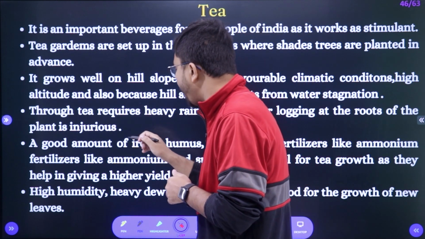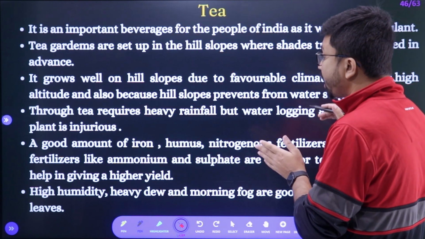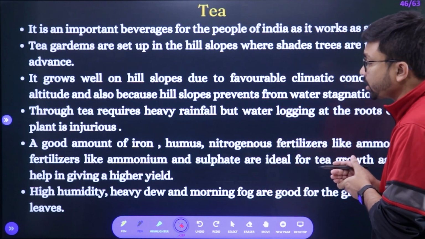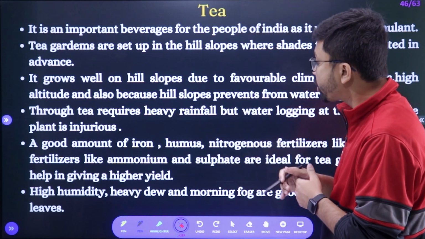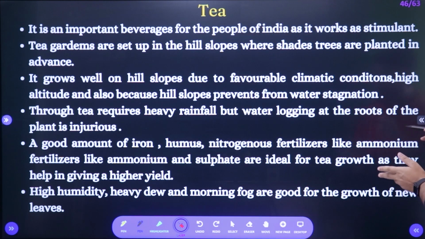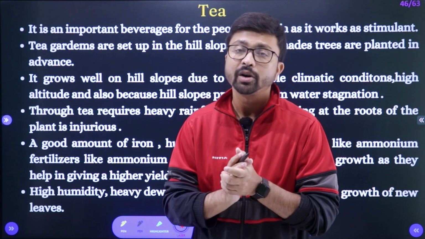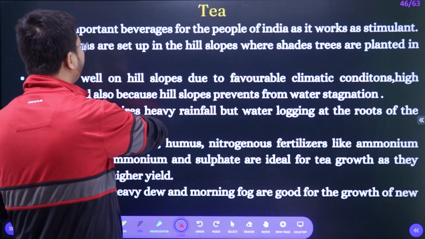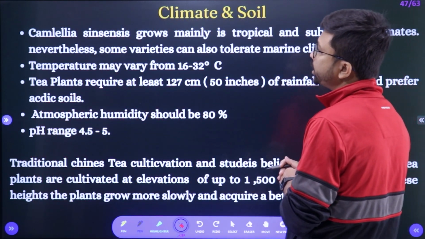Next, a good amount of iron, humus and nitrogen fertilizers is required for tea cultivation. It grows well with those fertilizers. High humidity, heavy dew and morning fog are very good conditions for the growth of tea. Now we will go through specifically what conditions are required.